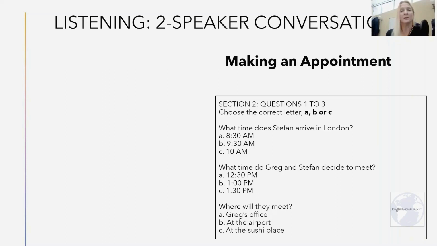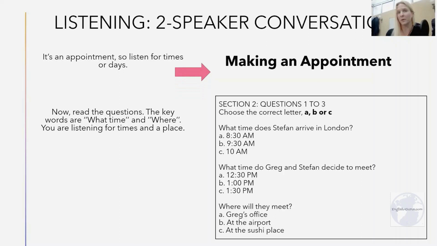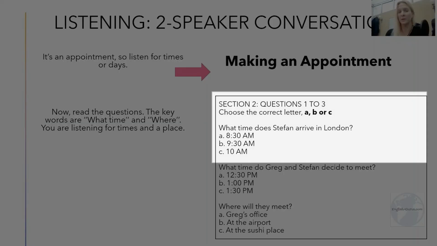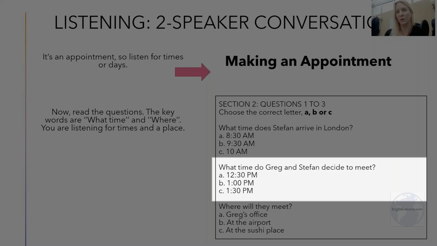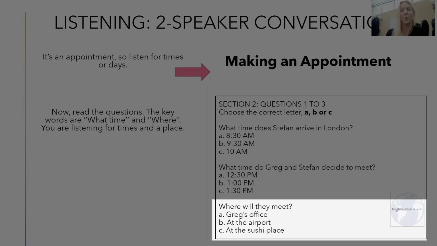What time does Stefan arrive in London? So it's an appointment. We're looking for a time or maybe a day. Now, when we read the question, we see the words what time. So we're looking for a time. And number 2, it's also a time. And then in question number 3, where will they meet? So the question word is where. So we're looking for a location.